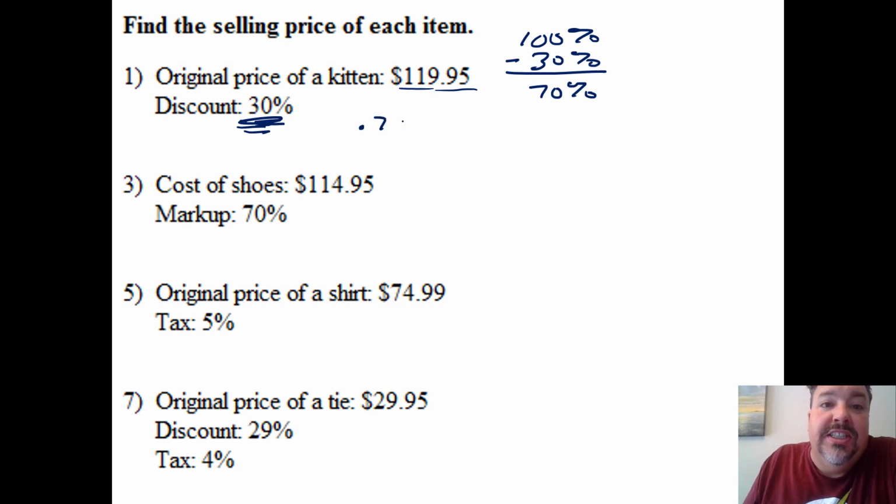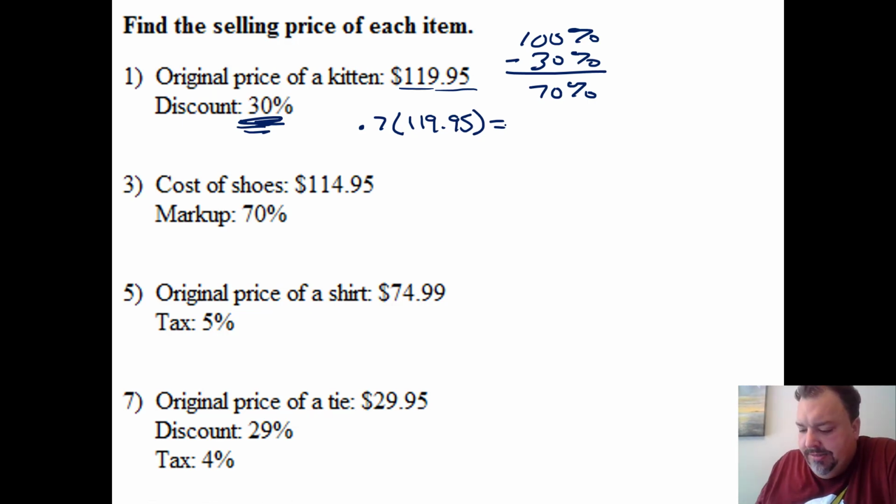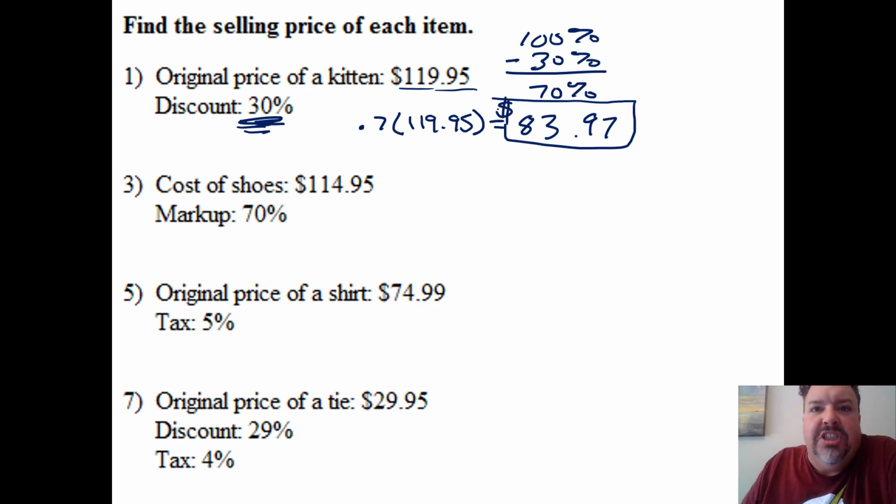we could just write that as 0.7 times 119.95. If we do that, we can do this in just one step. So instead of finding the discount and then subtracting the discount, we'll get the same answer. 0.7 times 119.95. And again, we've got $83.97 if we round it to the nearest cent. That's a much easier way to do it.